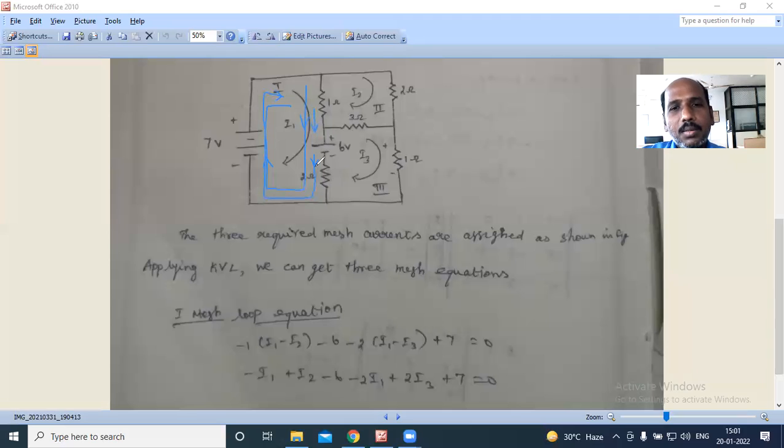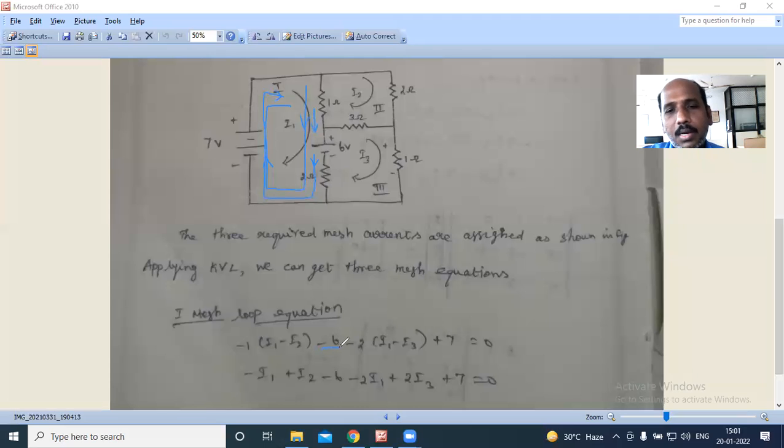If the current is supplied from the negative terminal and enters the positive terminal, it means the battery is now charged. It is considered as the load. So you give a negative sign for this one. This is not a potential rise. As per my assumption, this is a potential drop. I am considering minus 6.